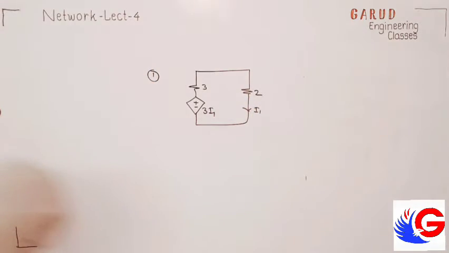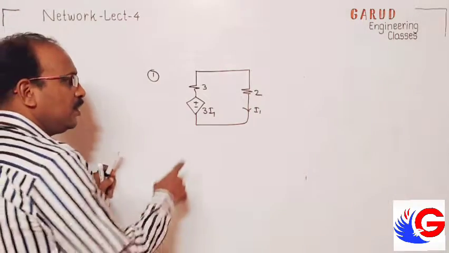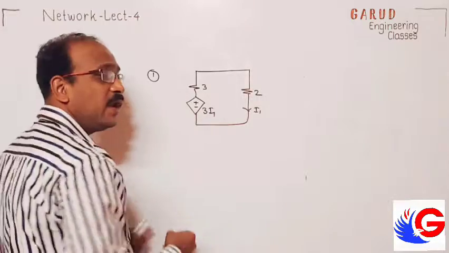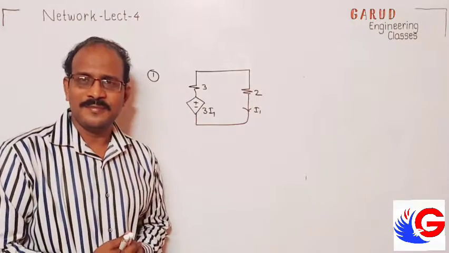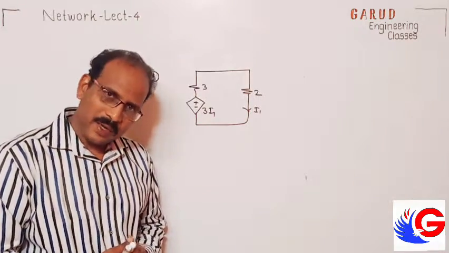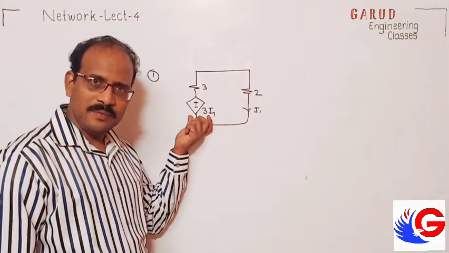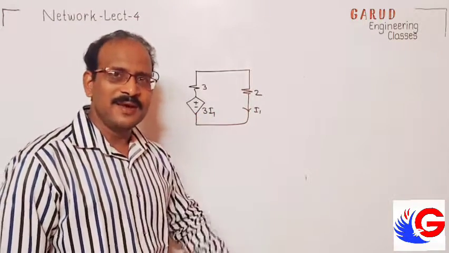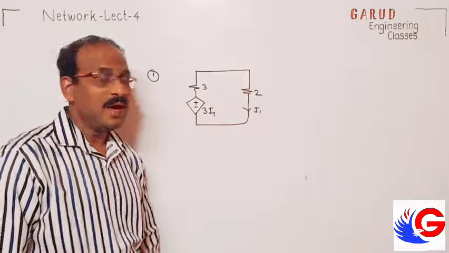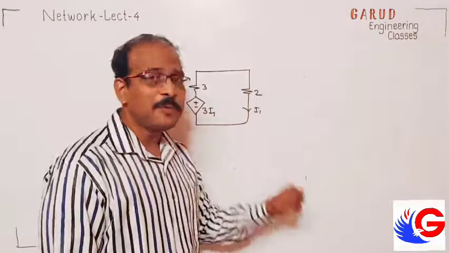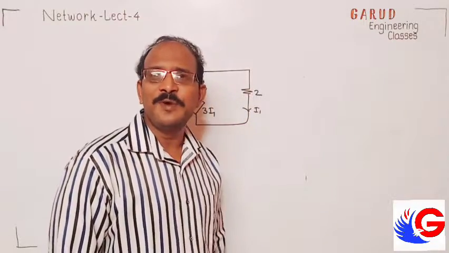So in this particular circuit, this is a dependent source, but we are not showing any independent source. I am trying to get the response. What will be the response?